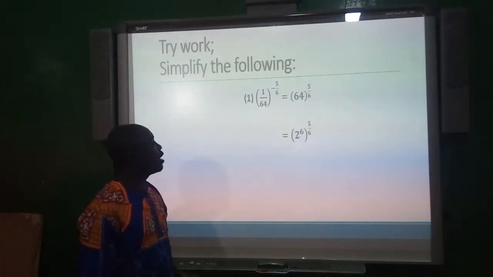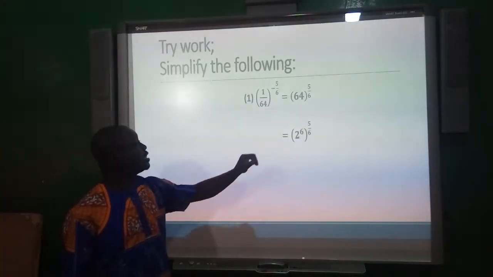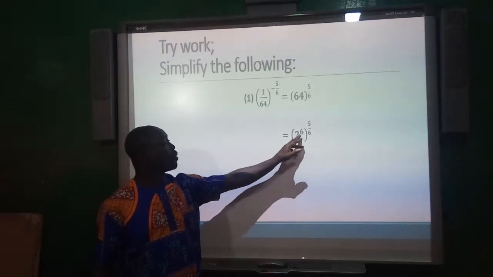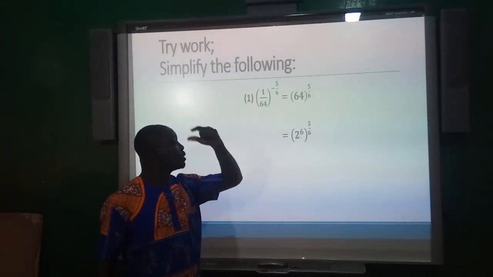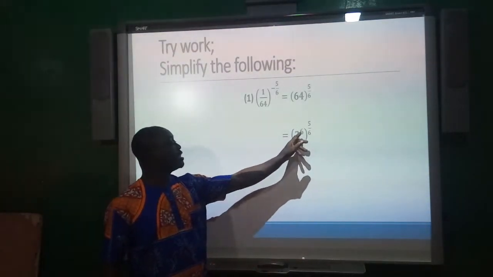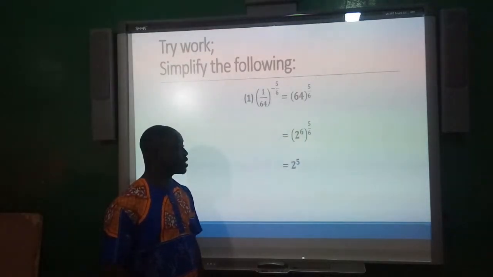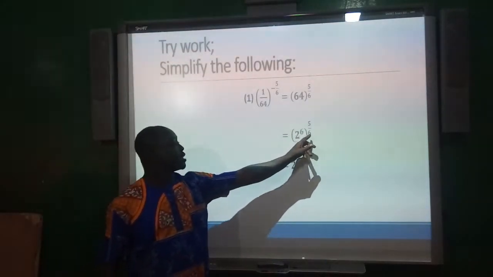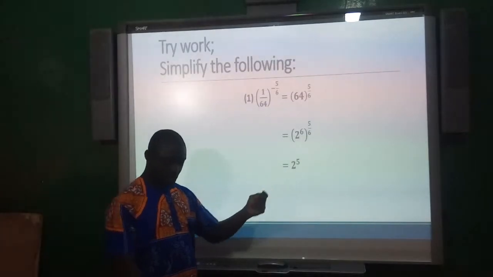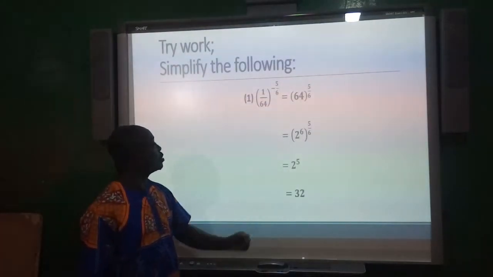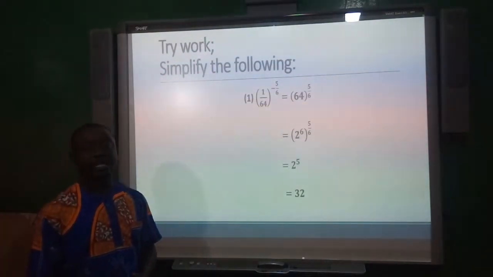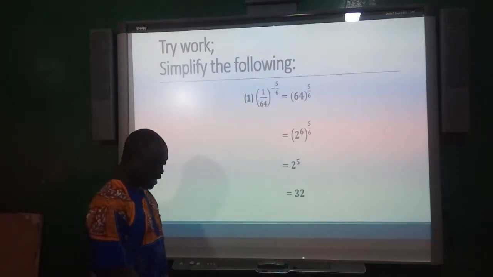Fine, so now move on. You see that 64 is the same as 2 raised to power 6. So from the third law, this is the same as 6 times 5 over 6, and the 6 will cancel the 6, and you have 2 raised to power 5. What is 2 raised to power 5? 32. So this is the answer that you were expecting. Let's do question number 2.